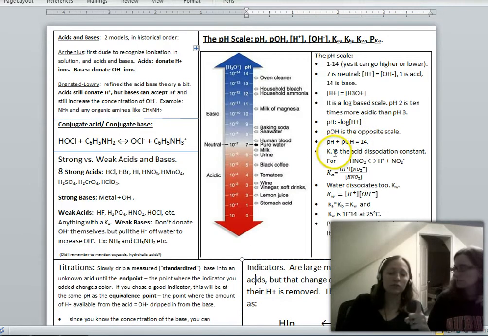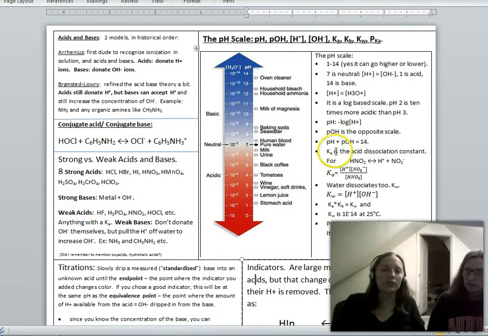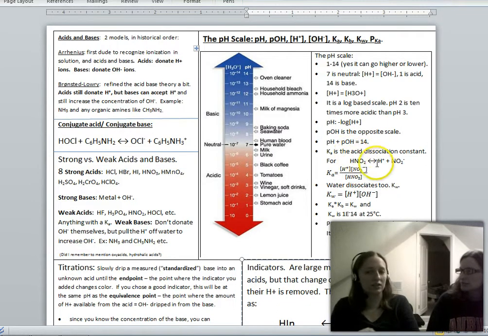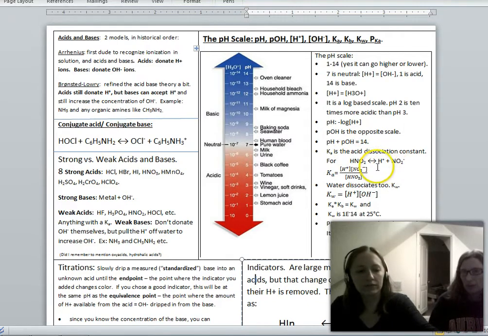Okay, the Ka. This is what we were talking about over here. So let me tell you about Ka. This is where we're linking the acids and bases unit with the equilibrium unit from last semester. And that link is going to get stronger and stronger as we go along, so you really need to understand this.